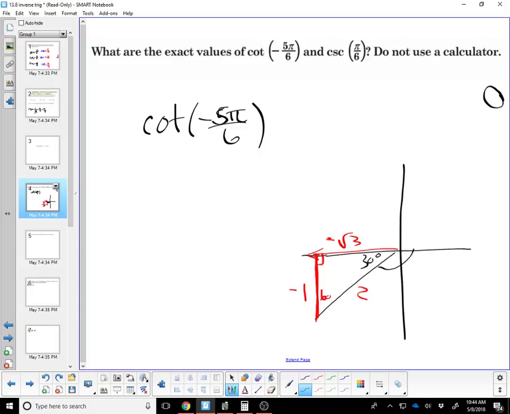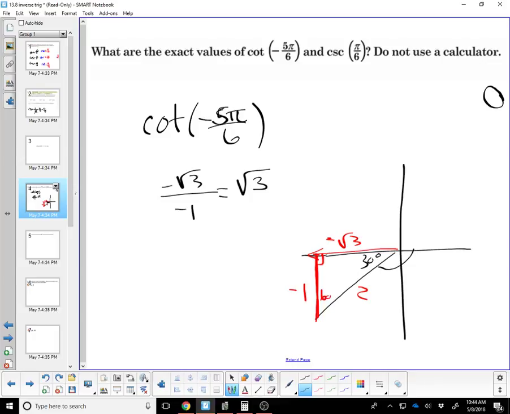All right, cool. So what is my cotangent, guys? Tangent is opposite over adjacent, right? So this time I want my adjacent, which is negative radical 3, and divide that by my opposite, which is negative 1. Therefore, it is radical 3. Okay? You see it? Good.